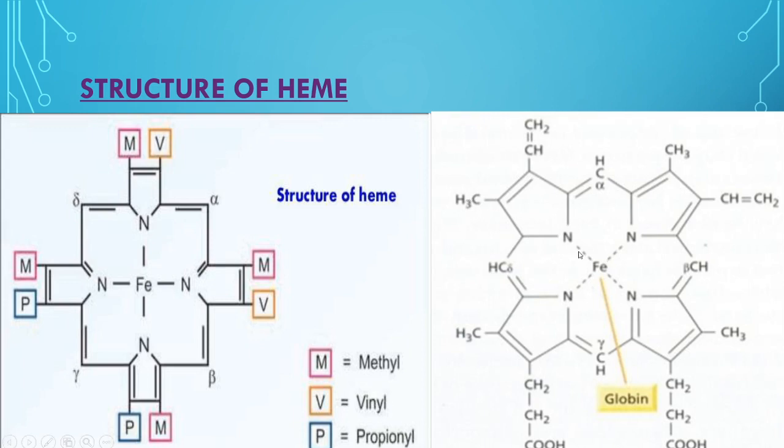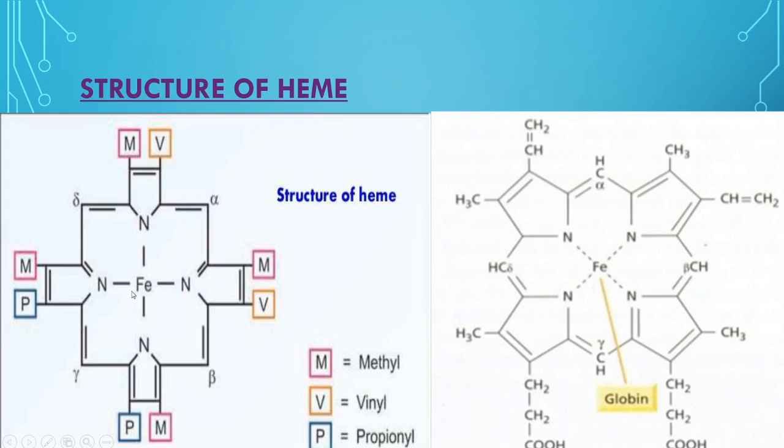So four bonds, here and here, are linked with each nitrogen of the four pyrrole rings. The nitrogens are also bonded with a pyrrole ring here, here, and here. Four pyrrole rings are present here, and four bonds are linked with each nitrogen. The fifth bond is linked with proximal histidine F8 of the globin chain, and the sixth bond with oxygen. So here you can see the fifth bond with the globin chain and the sixth bond with oxygen.